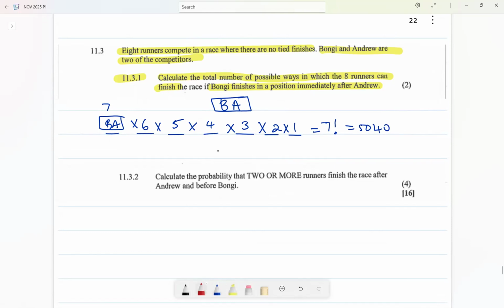But if they said Bongi and Andrew finish next to each other, without fixing which one comes before which one, we would have said 7 factorial multiplied by 2 factorial, because they could change position. But that is not the case. So we just end here, 7 factorial.